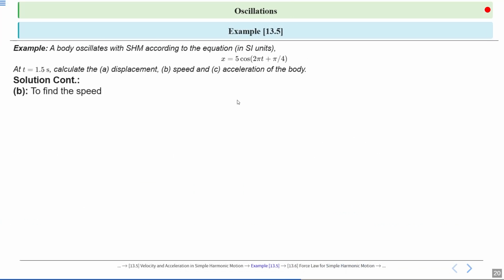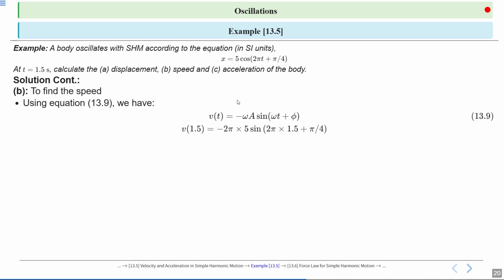Now let's focus on part B of the question, which asks us to find the speed of the body at t equal to 1.5 second. Speed in SHM is the rate at which the displacement changes with time. So using equation 13.9, we have v of t is equal to minus omega a sine of omega t plus phi.